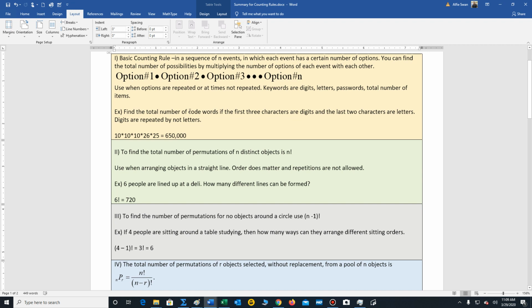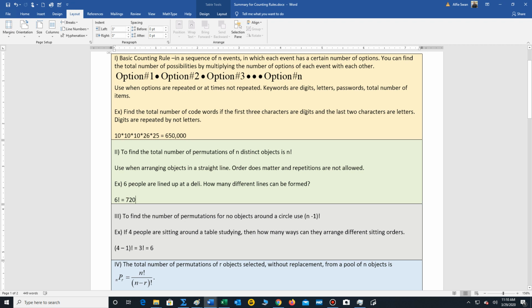So let's look at an example. To use this rule, some keywords are typically digits, letters, passwords, license plates, those types of problems. So our example is: find the total number of code words. In this case, we're using code words, so that lets us know to use this rule, if the first three characters are digits and the last two characters are letters. Also, whenever you're repeating items, that's an indication that we're using this rule.